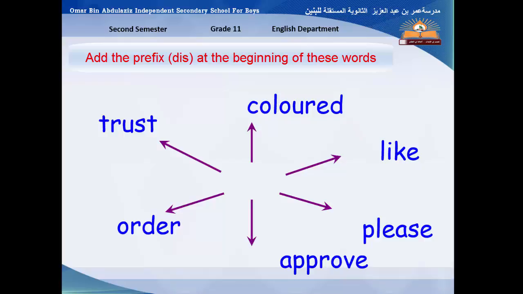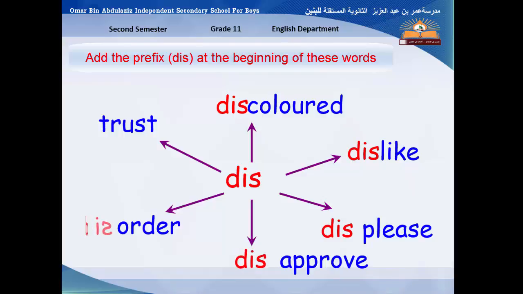We have another prefix which is dis. We can add dis to these root words: discolored, dislike, displease, disapprove, disorder, and distressed.